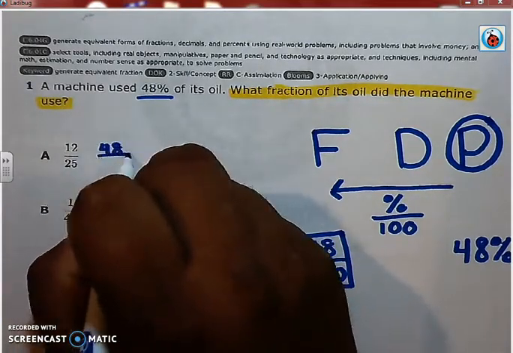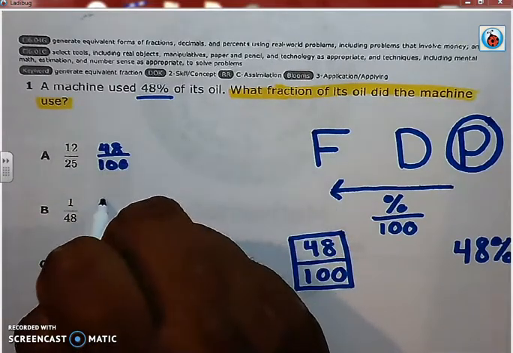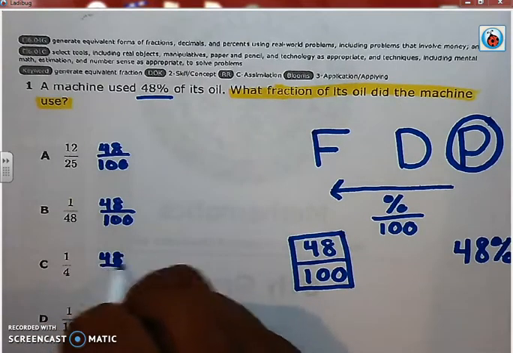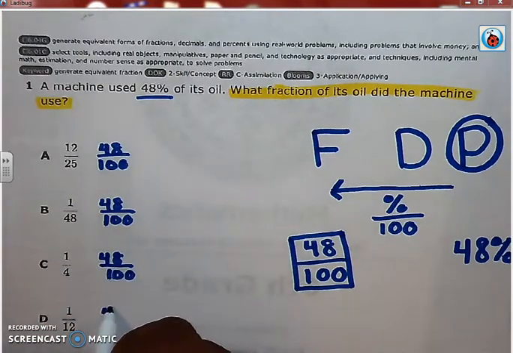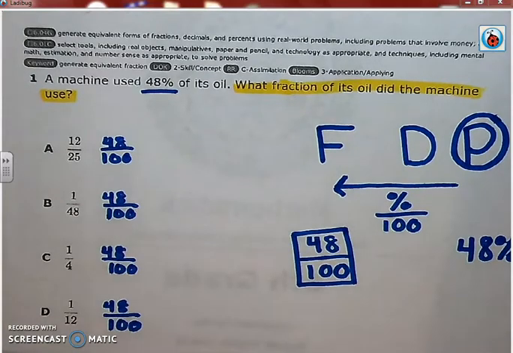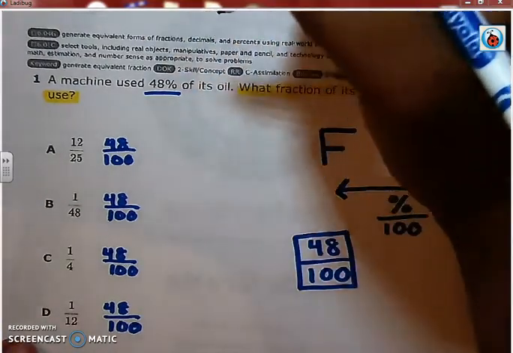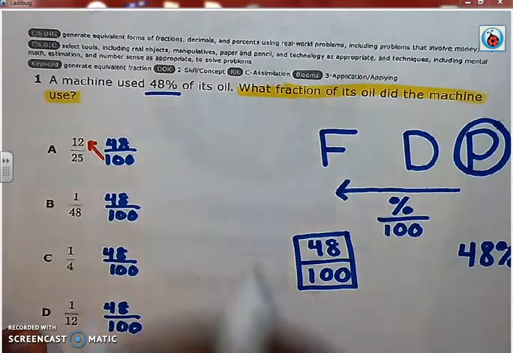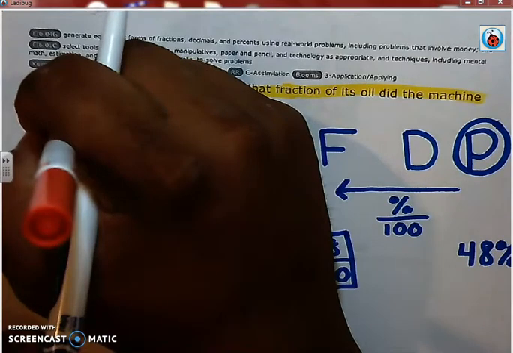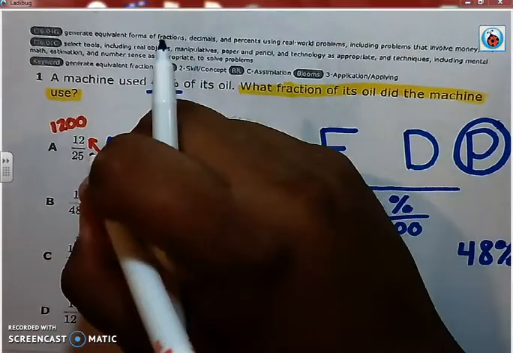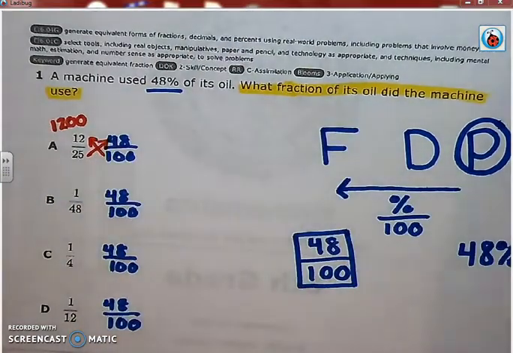48 over 100. 48 over 100. So the next thing I'm going to do to see if they are equivalent is to cross multiply them. So I'm going to have 100 times 12, which is 1200. And then I'm going to do 25 times 48.